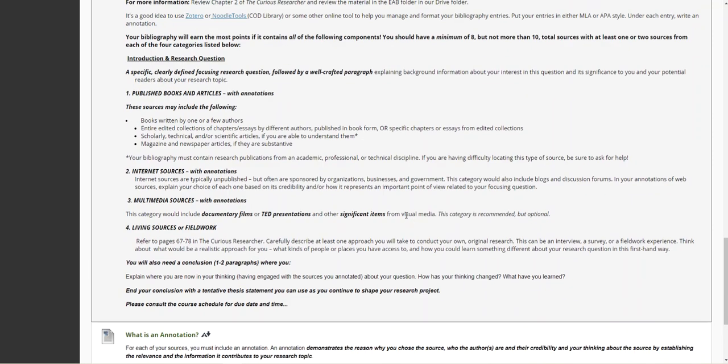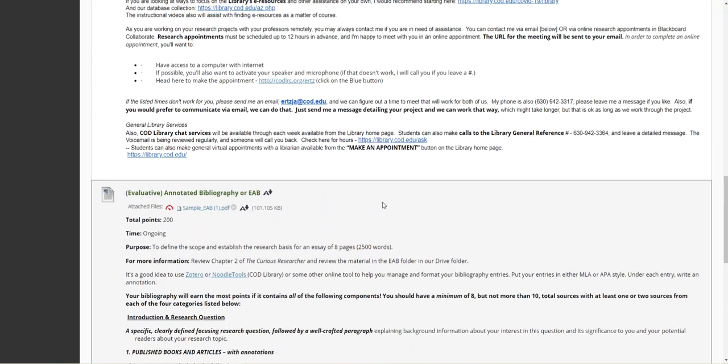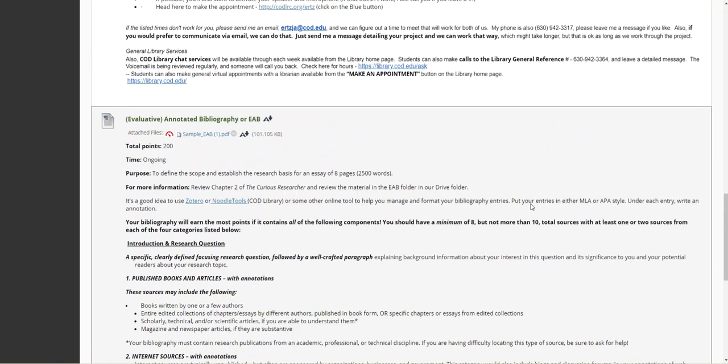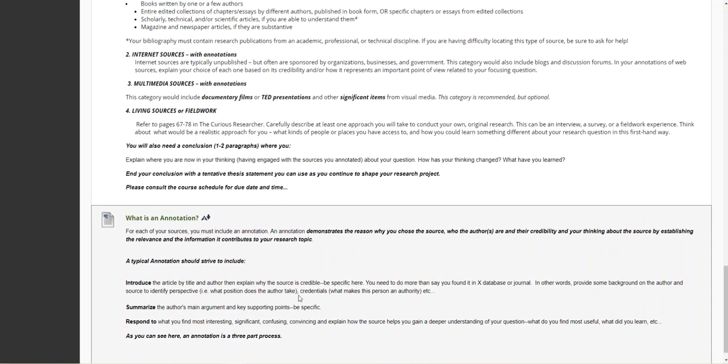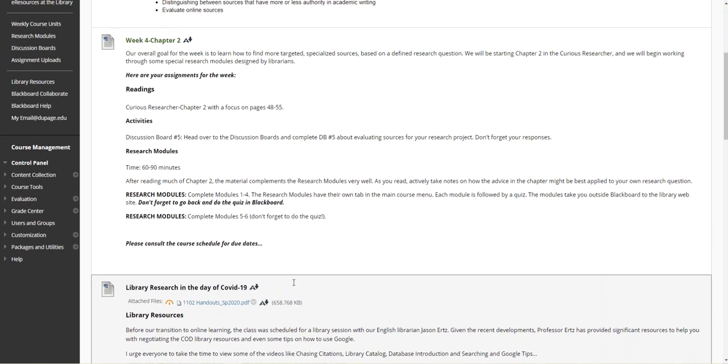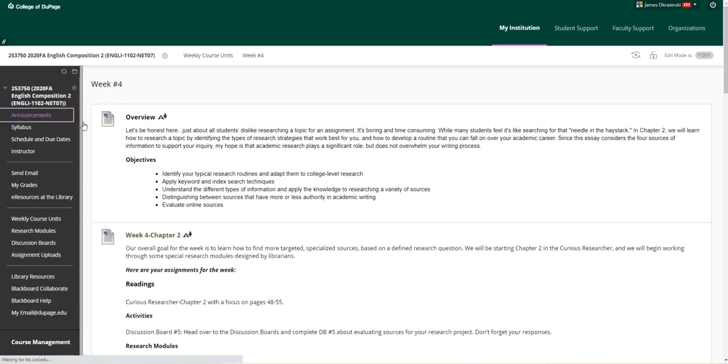I cannot stress to you the importance of reviewing the example here. It's a very good example written in the fall of 2019, and you want to take a look at what is an annotation. So this is the targeted assessment for Chapter 2. Let me scroll up here. We begin our work here.